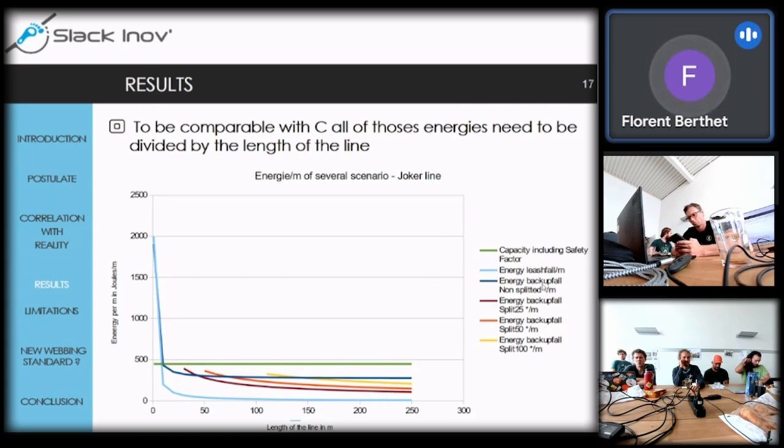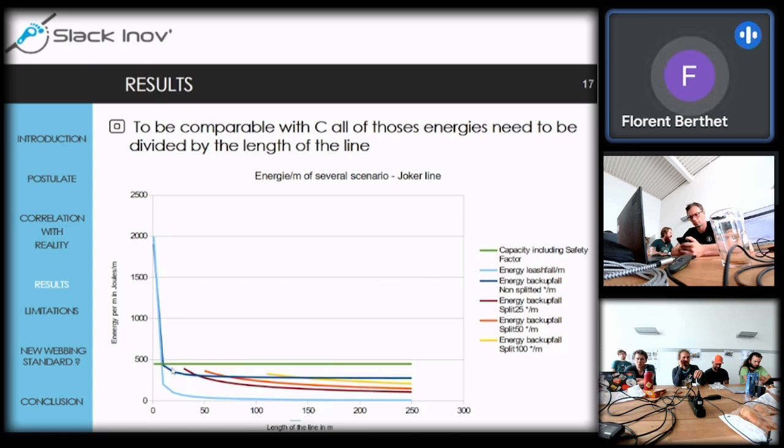So the blue one is the leash fall value. You can see that when the line is really short, close to 0, you have a huge energy value, which is 2000 joules. And the longer the line, the lower the energy absorbed by the line in case of a backup leash fall, for example.